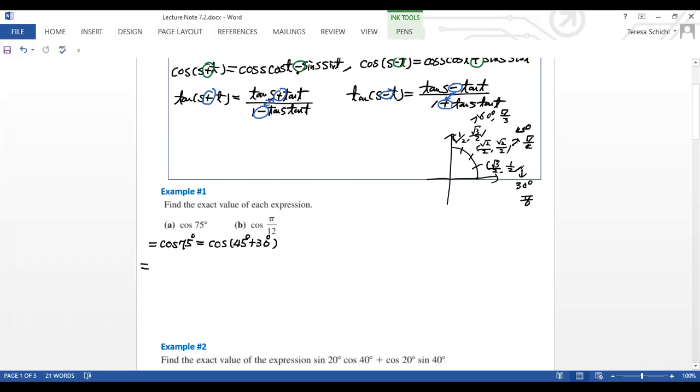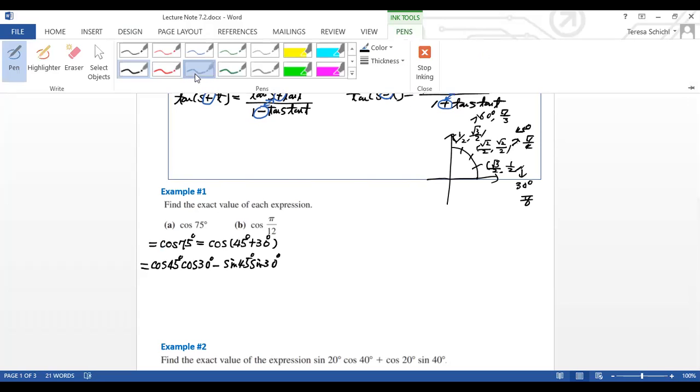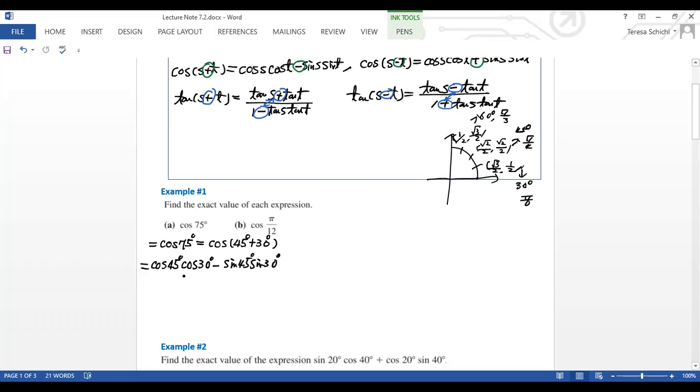Now I can use the cosine sum formula. It's cosine cosine, so cosine 45 cosine 30. Because this is a plus, I have a minus: minus sine 45 sine 30. How nice, right? This is in degrees, so I change to the special angles.